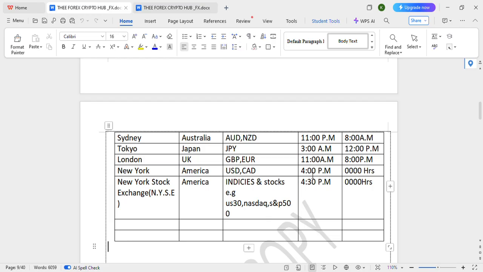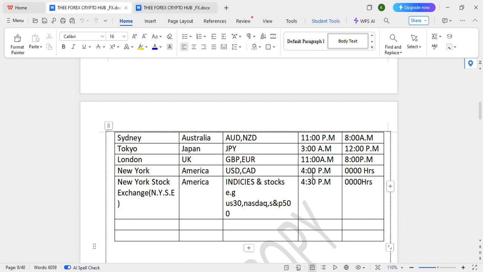Again, London will open at 11 a.m. and you can see Tokyo will close at 12 noon. So meaning between 11 to 12 we still have 1 hour overlap between the Tokyo and London.